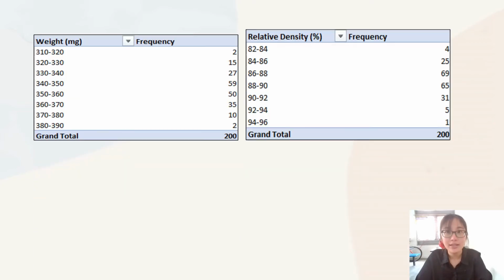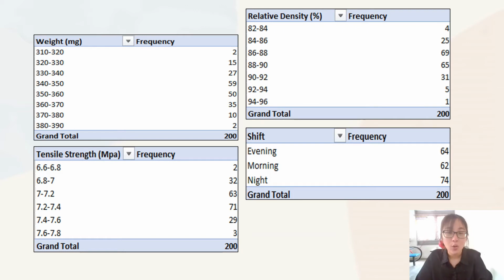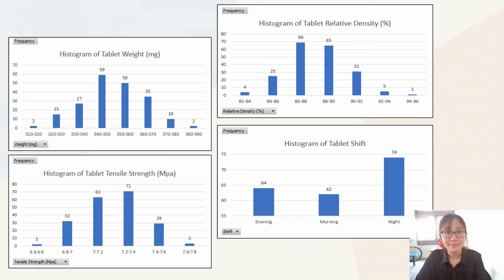Second, we analyze the sample data into tabular forms, which are weight, relative density, tensile strength, and shift. We categorize the data into several groups, which is easier for us to obtain the frequency in each category. After that, we apply this into graphical forms, which can provide visual summaries of data that help us more quickly and completely describe the data.